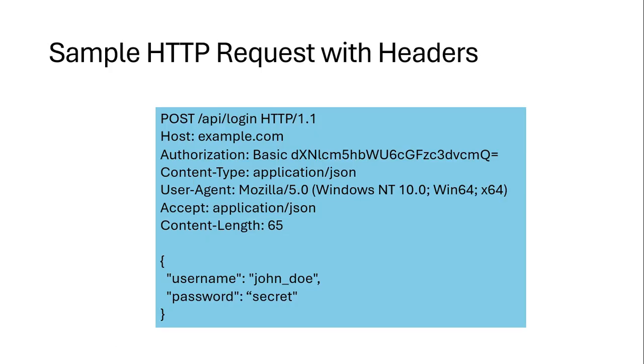So this is a basic sample HTTP request with headers. Basically, here we are trying to log into the application using a POST request. And you can see here we are specifying the content in JSON format, the content length, the content type, and also the authorization details. So this is just a basic sample HTTP request with headers.